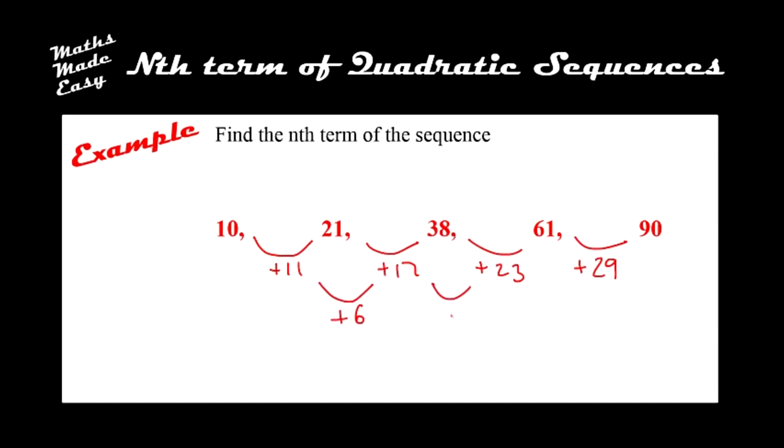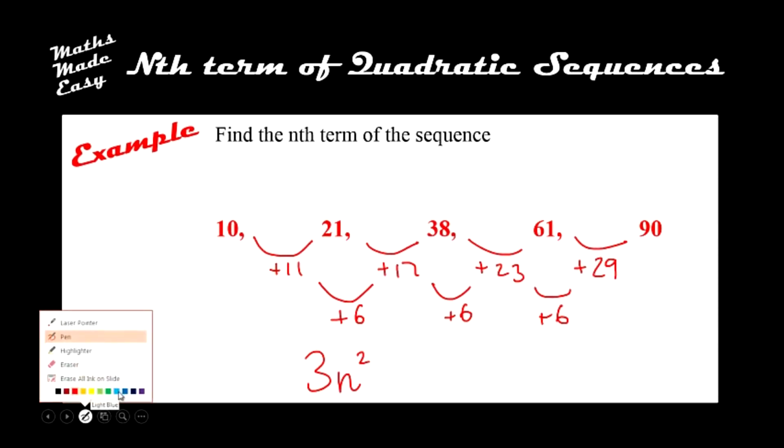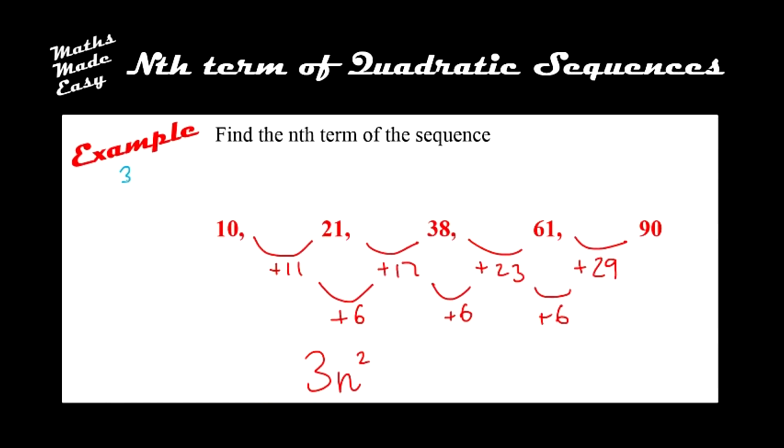So the second difference is, in this case, all add 6. That means the sequence must have a 3, because that's half of 6, n squared in it. So I'll change colour for this next bit so you can see what's happening. Now above the sequence, with a little bit of space, I'm going to write the 3n squared sequence. So I'll take all the square numbers and multiply them by 3.